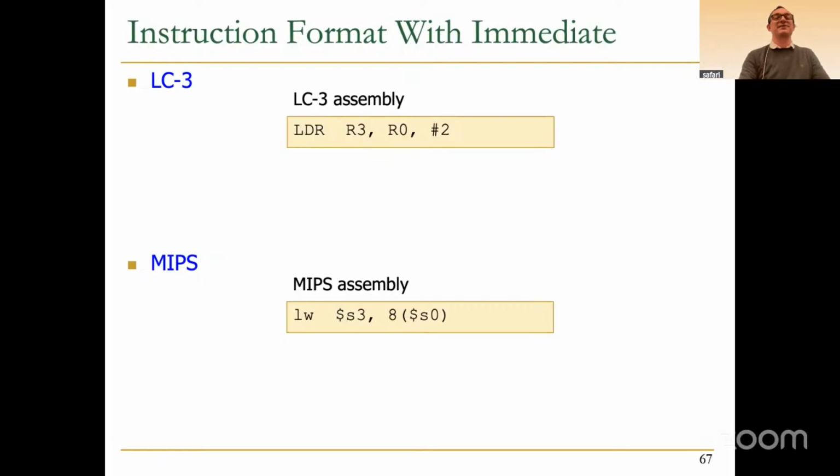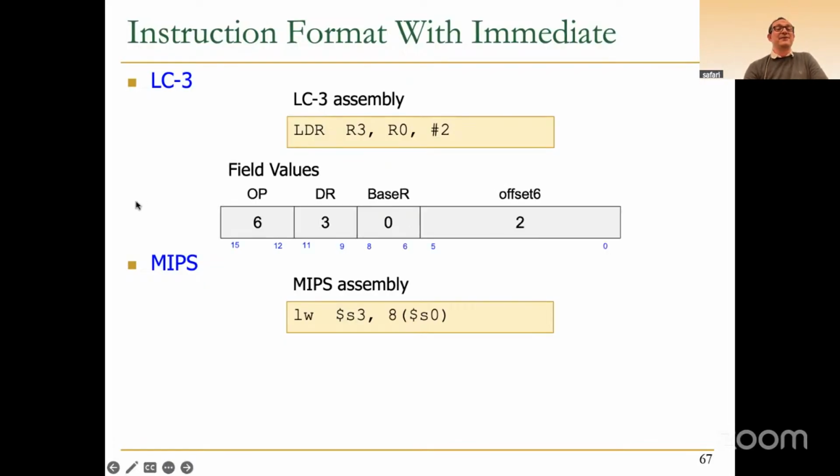That's how the ISA is defined. Okay, and these are the field values. Now you can see this is a different kind of format. Opcode in LC3 is 6, specifies LDR. Destination register is 3, base register is 0, and there is a 6-bit offset field over here. With a 6-bit offset field, you can easily encode 2, right? And you get 2 over here. Right? So this is the encoding, basically. We use all of the bits over here.